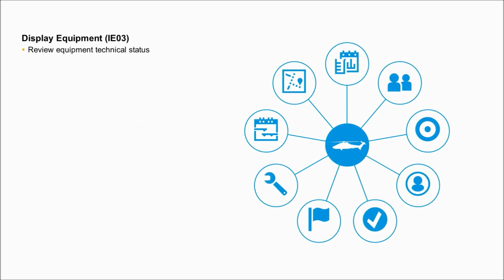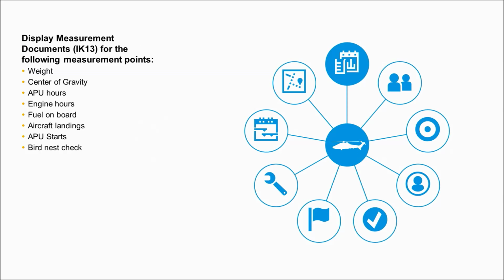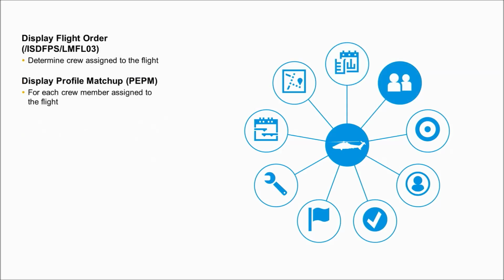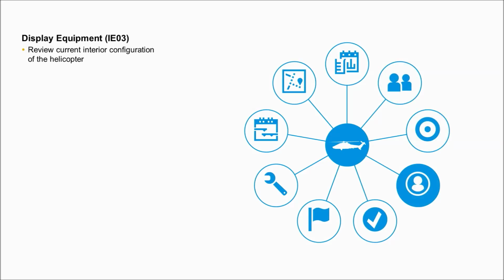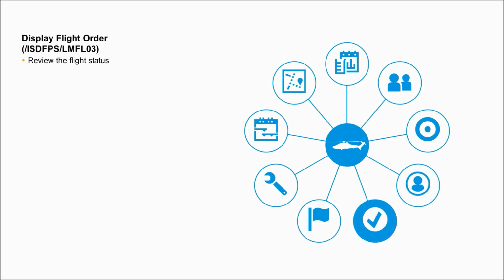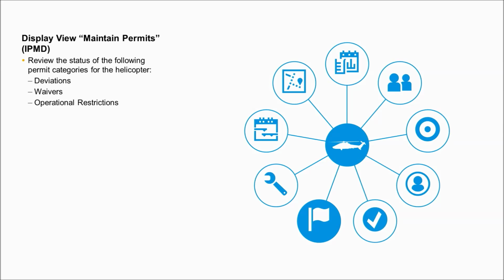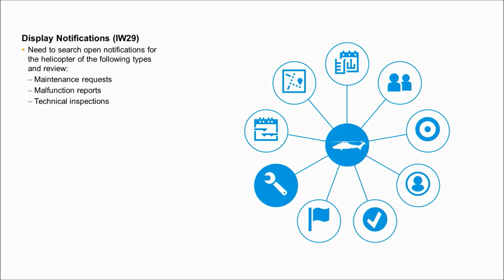First, review the equipment technical status. Then, for each of the measuring points, inspect the results. I would then look at the crew and their qualifications, review the weapons configuration as well as the interior configuration of the helicopter. I would need to review the flight status for each permit category for the helicopter, for deviations, waivers, and operations restrictions. Another transaction for each of maintenance requests, maintenance reports, and technical inspections.